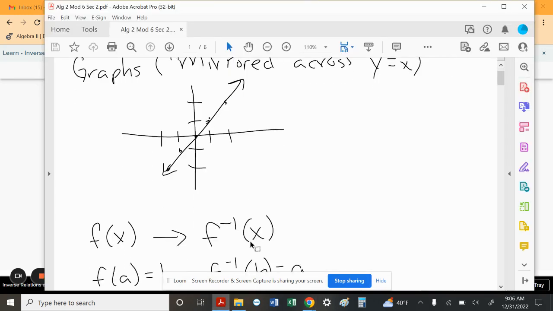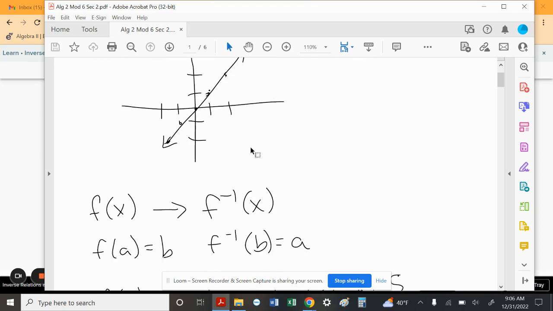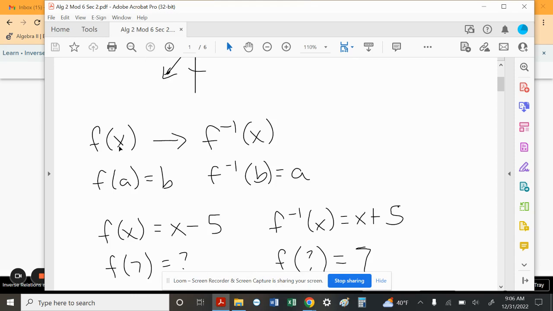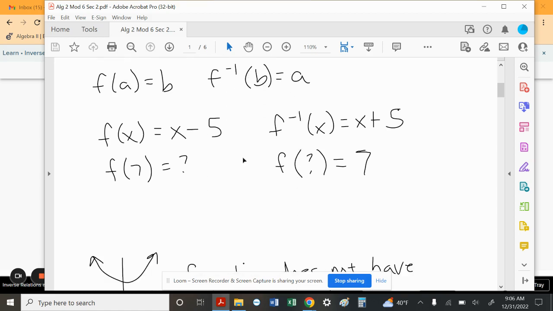So our first problem that we're going to be taking a look at, notice it's mirrored across this line right here. And we can see that f of x is our function, f inverse of x is our inverse function, so f of a equals b, so f inverse of b has to equal a. So that's just a repetition of what we went over. So now, how do we go through and do this?